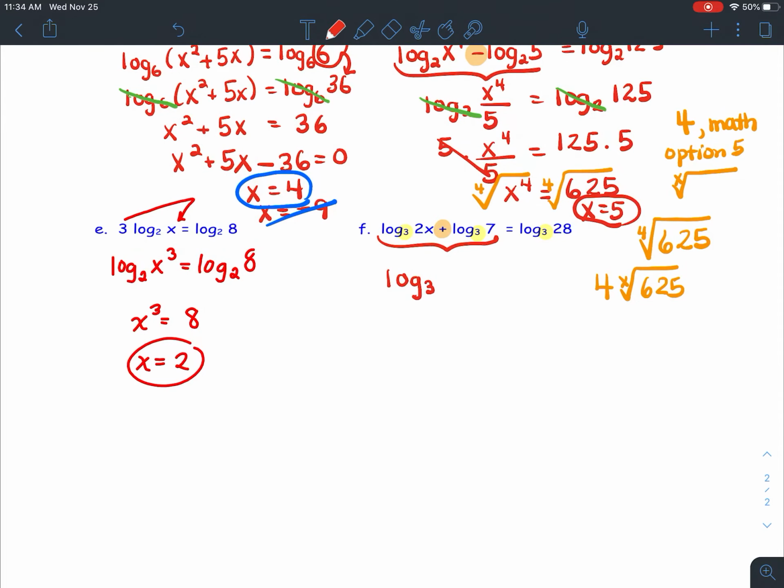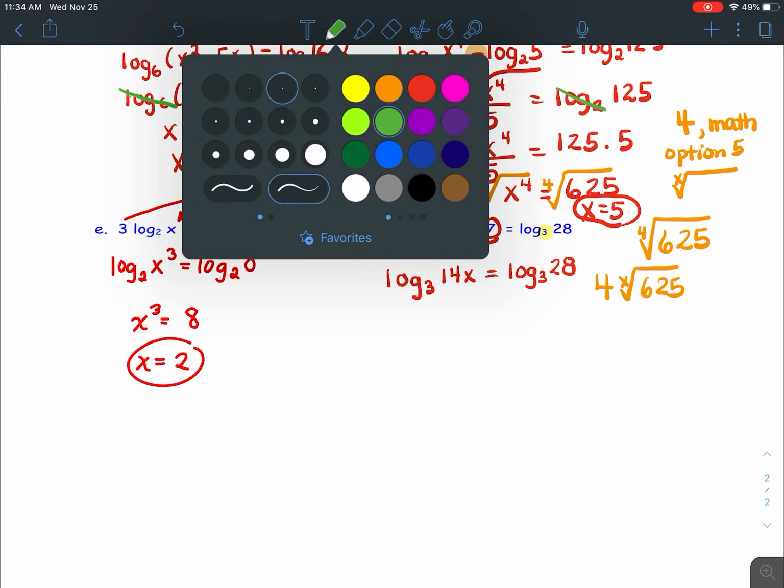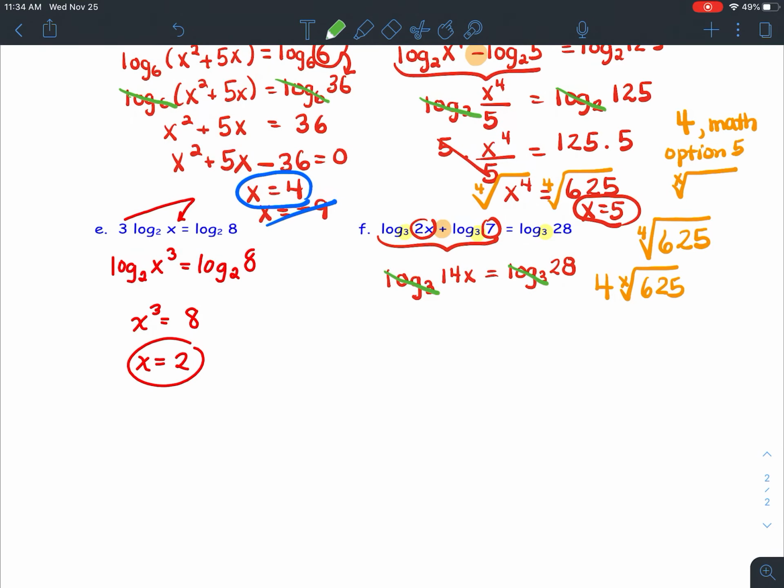What are we doing with these logarithms? Oh, we're adding them. That means what we really should be doing with these arguments is we should be multiplying them. So I'm going to multiply 2x and 7, and that's going to make the argument 14x. Then when I do the one-to-one property, I'm going to cross off the log and the base 3. That's going to leave behind 14x equals 28.